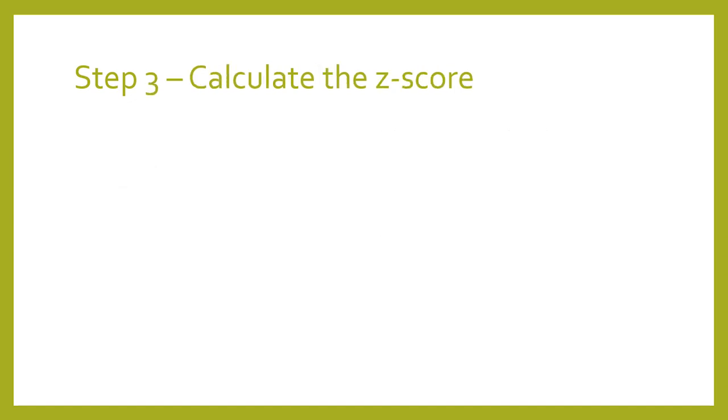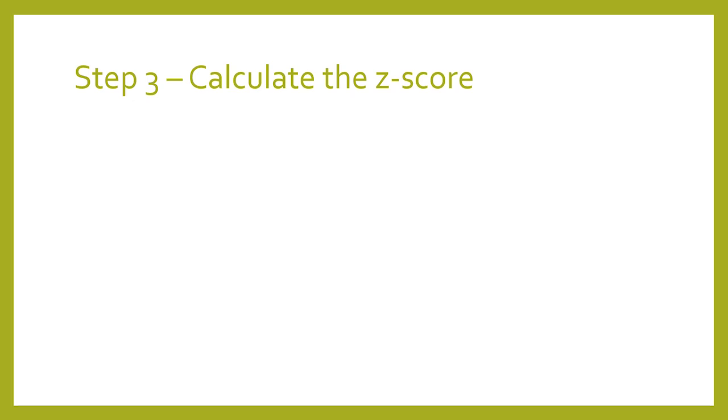We're using a z-score for this problem because our sample size is greater than 30 and we're given the population standard deviation. If your sample size is less than 30, or you're given the sample standard deviation instead of the population standard deviation, then you'll want to find a t-score instead.